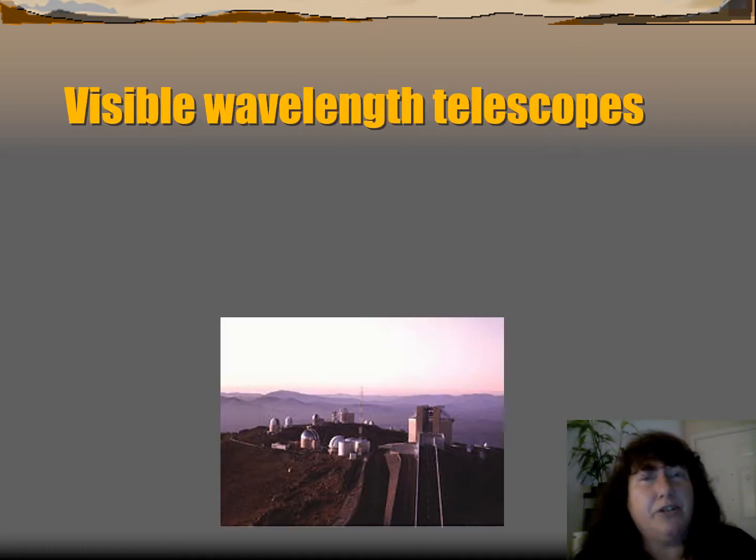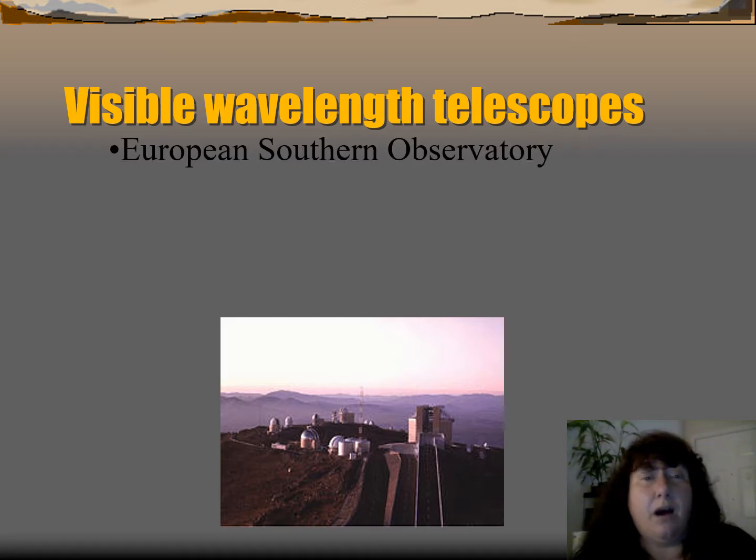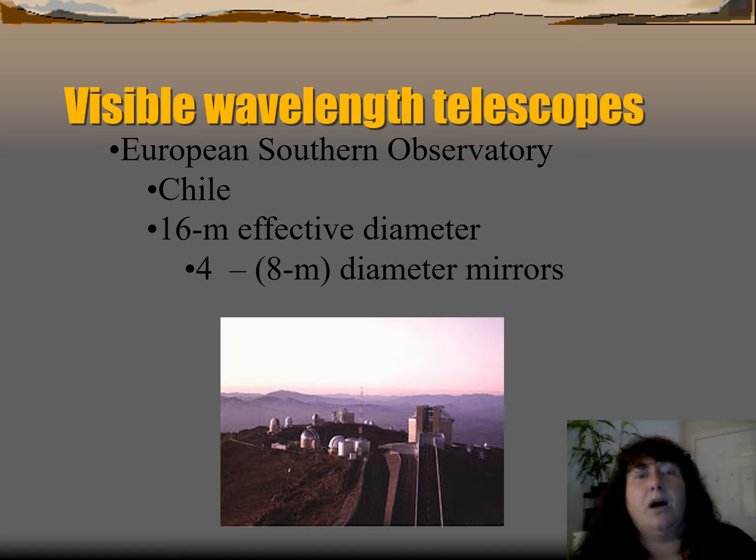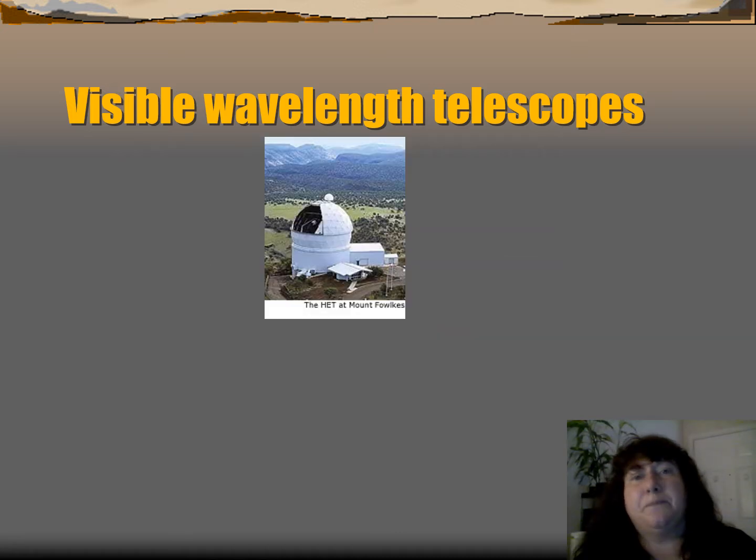Okay, so what I'd like to do is cover first visible telescopes, which cover the visible range of the electromagnetic spectrum, and then we'll start talking about others. Okay, so one of the visible wavelength telescopes is the European Southern Observatory, or the ESO. This is located in Chile, and it has a 16-meter effective diameter, so that's fairly large. It is actually 4 individual 8-meter diameter mirrors that look at the same object at the same time, and that gives us an effective diameter of 16 meters.